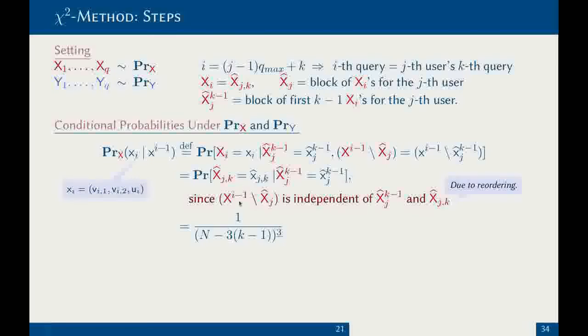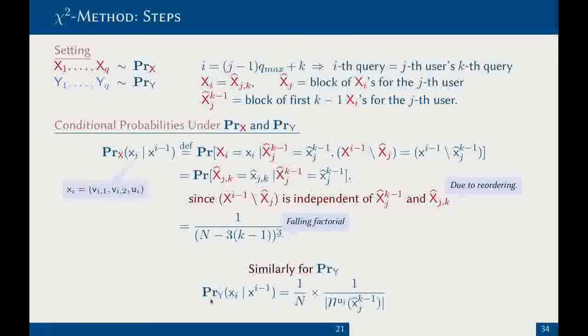Now, due to this reduction, it is possible to calculate this conditional probability, which is given by this expression. This 3 underbar stands for falling factorial. Similarly, we can calculate this conditional probability under this distribution, and it turns out to be this quantity. Here, this set is the same set eta_i that we have discussed in the previous slide.